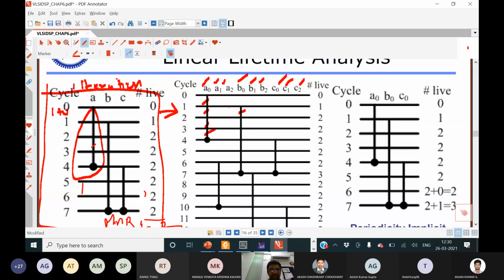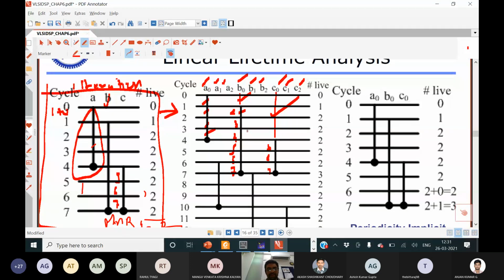So B0 exists from 2, 3, 4, 5, 6, 7. That information is already here. And C exists in 5, 6, 7. So here also 5, 6, 7. This is for C0, and this is for B0. So A0, B0, C0 is for my first iteration. This is the graph. Now I am talking about the second iteration.